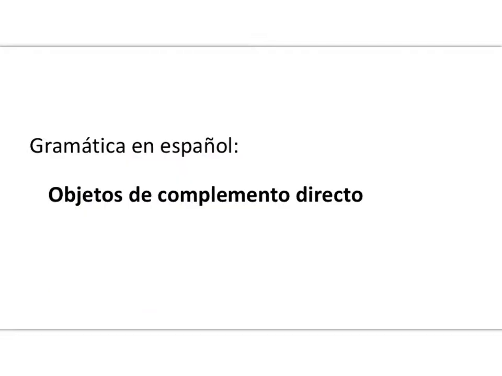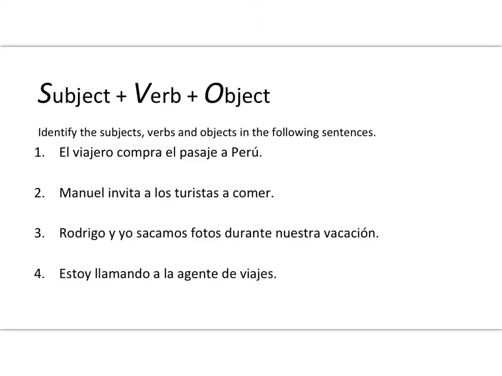Objetos de complemento directo. Direct objects. Okay, otra vez. Subject, verb, and object. Número 1, hagamos como el ejemplo. The subject para número 1 es el viajero. Una palabra de vocabulario. ¿Cómo se dice el viajero en inglés? The traveler. Y el verbo? Compra. Y el objeto? El pasaje. ¿Cómo se dice pasaje? No, es una palabra de vocabulario. Ticket. Muy bien, en este contexto.